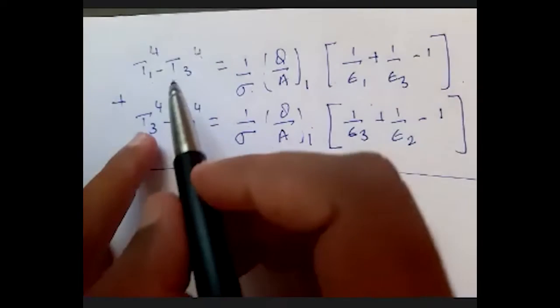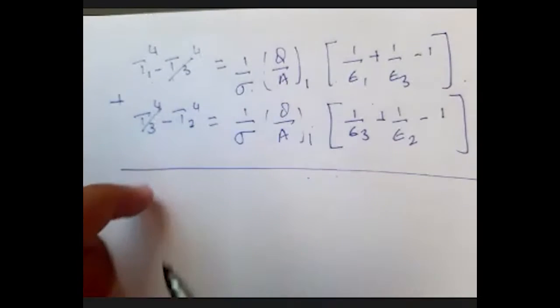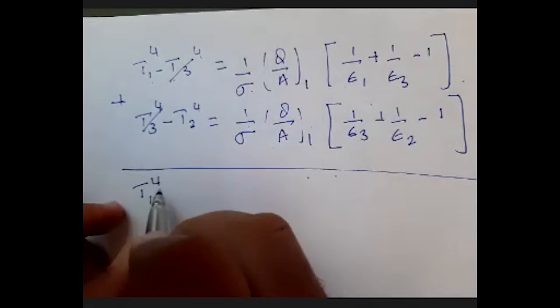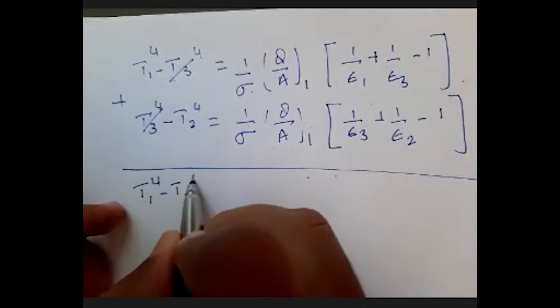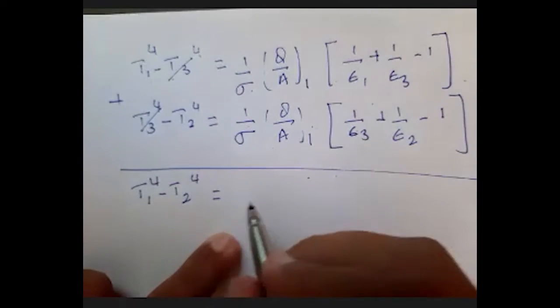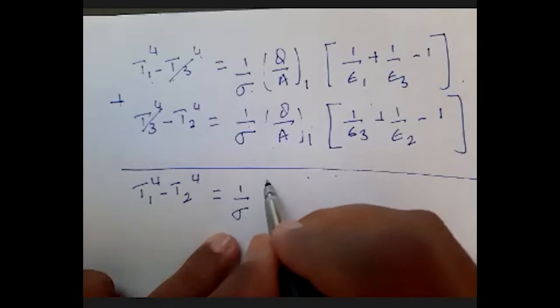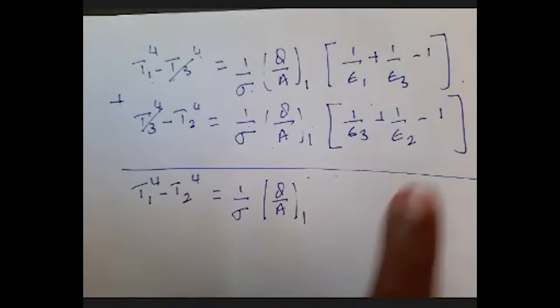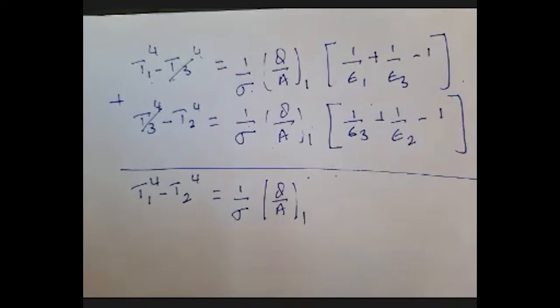If I add, this is minus T3 raised to 4 and this is plus T3 raised to 4, which cancels. I'm having T1 raised to 4 minus T2 raised to 4. This is equal to, I have the common terms 1 upon sigma into Q by A of 1. Then I need to add this equation.